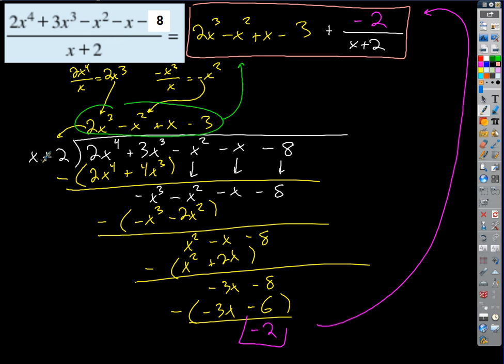So x plus 2 divided into this many times, but we had a remainder, so the remainder goes over the fraction. Now what if the remainder is 0? Then I don't have a fraction to it, right? Okay, we'll talk more about that later, about what the significance of that is.